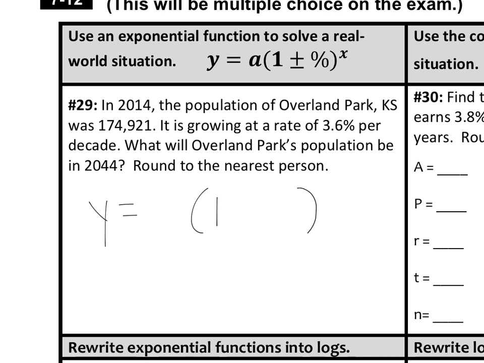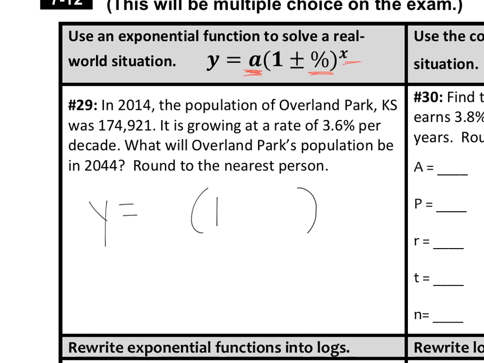A up here refers to your original amount. The percent, we do have to change a percent to a decimal, and then x is the amount of time. That amount of time is in decades in problem number 29. So we have to figure out how many decades will have passed. All right, so let's read through.